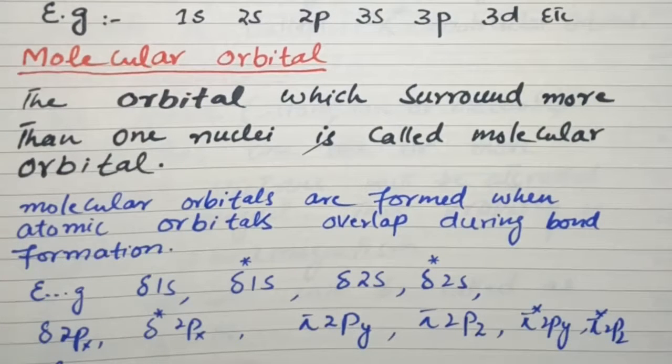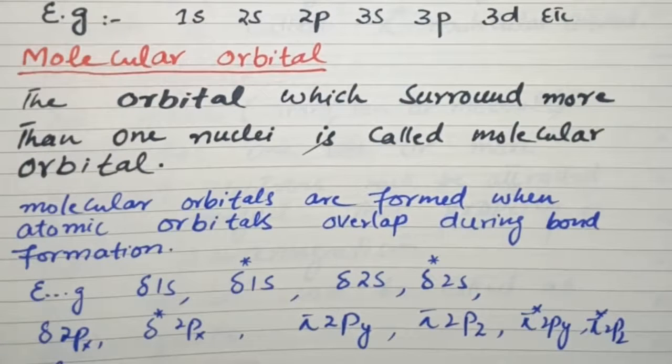Now those orbitals whose energy is less than the atomic orbitals are represented by the symbol sigma 1s, and those whose energy is greater have an asterisk over the sigma or the pi. The representation will be as follows: sigma 1s, sigma star 1s, sigma 2s and sigma star 2s, sigma 2px, sigma star 2px, pi 2py, pi star 2py, pi 2pz, pi star 2pz, etc. All these will be termed as molecular orbitals.